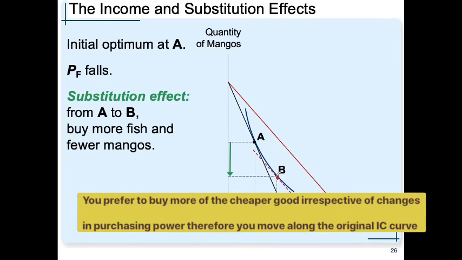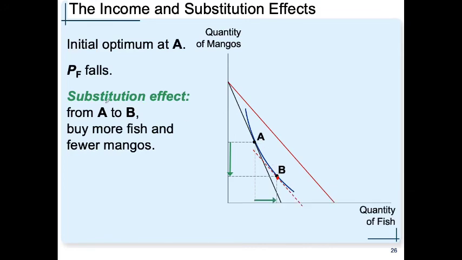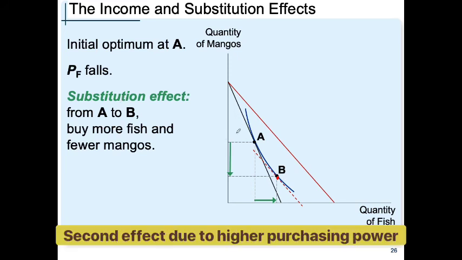is the movement that is happening because of the substitution effect. You move from point A to point B. Because mangoes are more expensive now, you choose to consume less mangoes and more fish.